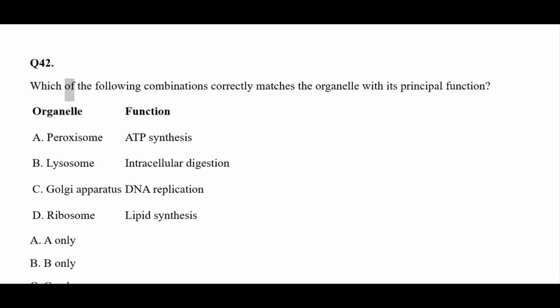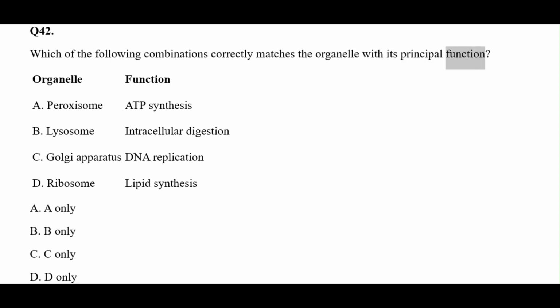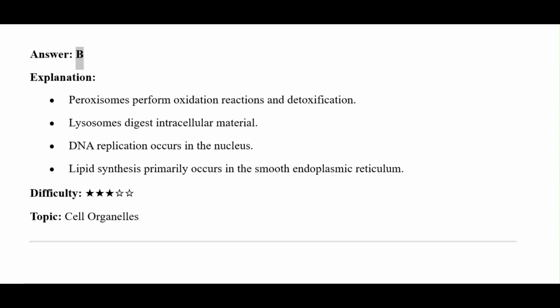Q42. Which of the following combinations correctly matches the organelle with its principal function? Organelle, Function: A. Peroxisome, ATP synthesis. B. Lysosome, intracellular digestion. C. Golgi apparatus, DNA replication. D. Ribosome, lipid synthesis. A only. B only. C only. D only. Answer, B. Explanation.